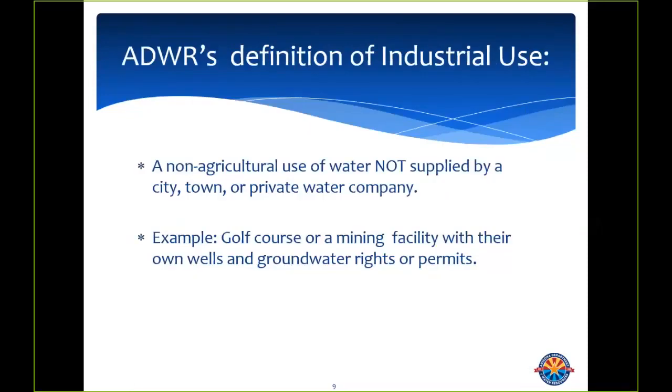Before I get into the details of the program, I would like to review the department's definition of industrial user so we know who is affected by these requirements. In order to be considered an industrial user by the department, you must use water for a non-agricultural use and get that water from a non-municipal source. So a golf course using its own wells and water rights would be a good example of an industrial user. I point this out because many facilities in the AMA, such as golf courses, receive water from a water provider and are actually regulated under the Municipal Conservation Program and not the Industrial Conservation Program. There is some crossover between the two programs, but I think that it is an important distinction to make.